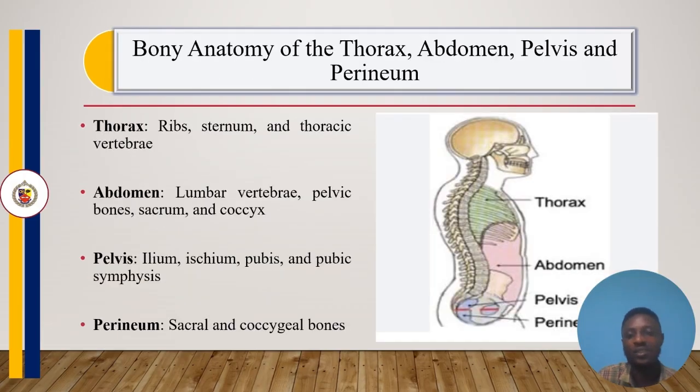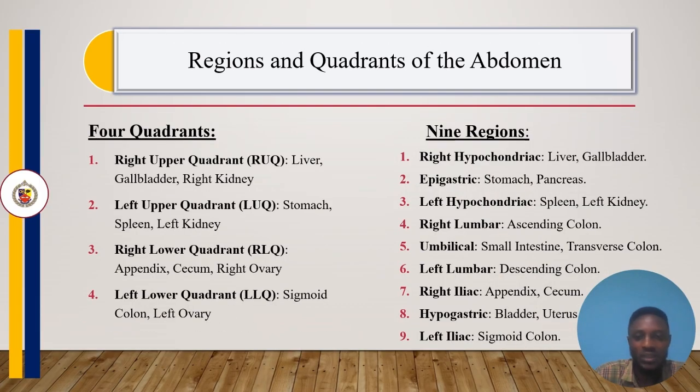In this class, we'll also be looking at the bony anatomy of the thorax, abdomen, pelvis, and the perineum. These are the bones located at the thorax, which include the ribs, sternum, and the thoracic vertebrae. I hope you can see the diagram representation of what I'm talking about. Here, this is the thorax, this is the abdomen, and this is the pelvis and the perineum located here.